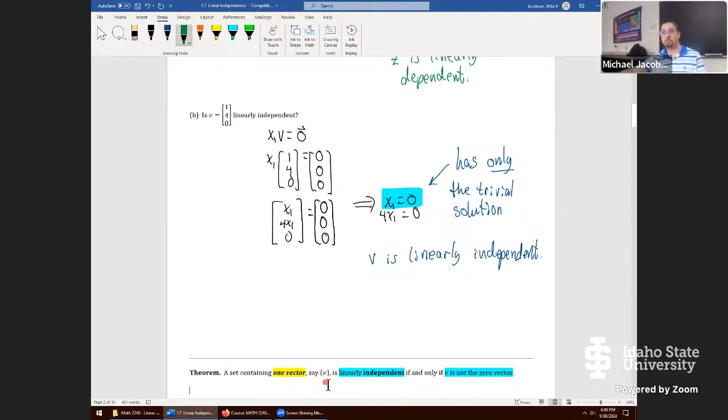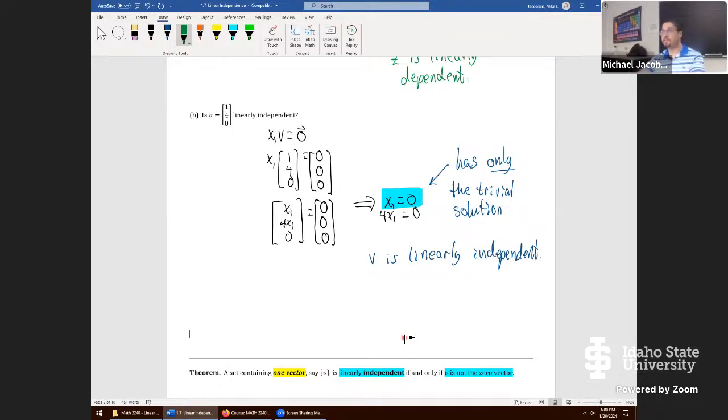So if that's your vector, one vector in a set, you have independence if and only if it's not the zero vector. Because that if and only if logic goes both ways. And if you negate one side, call it dependence here, we'd say if and only if V is the zero vector. So it's really two statements in one. Any questions at all, folks, with this situation with a single vector?